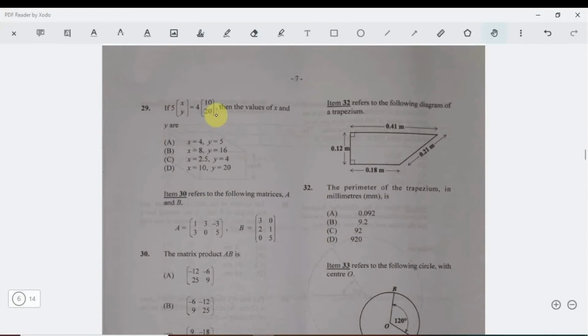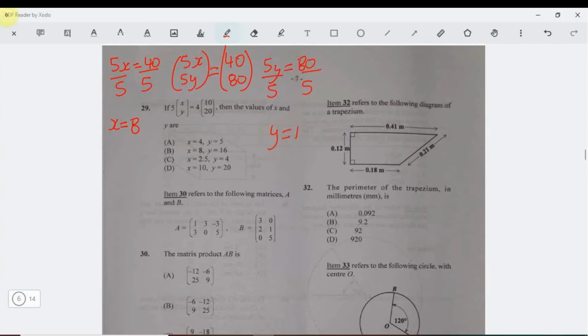Alright, question 29. It says, if 5 times xy is equal to 4 times 1020, then the values of x and y are, if we multiply in the 5, this is saying 5x, 5y, and that's equal to 4 times 1020 is 40, 80. So all you're then saying is 5x must be 40. And if we divide both sides by 5, that will give us x is equal to 8. And also 5y equal 80. And if we divide both sides by 5, that will give us y equals 16. That's option B.